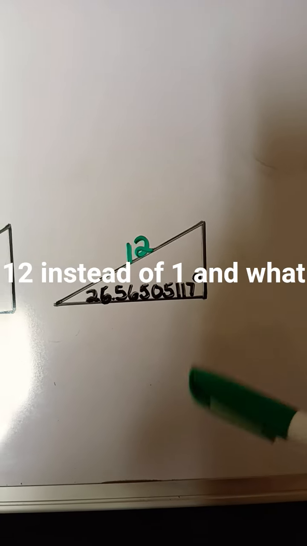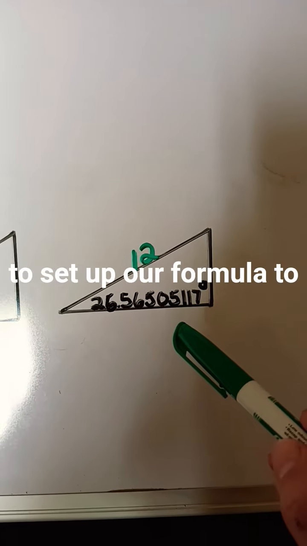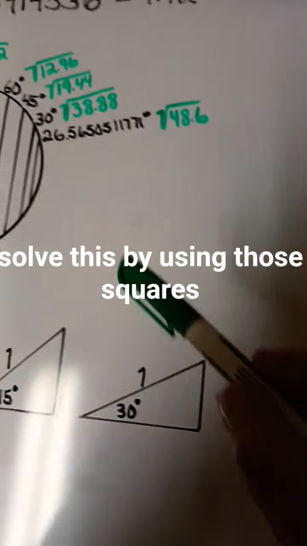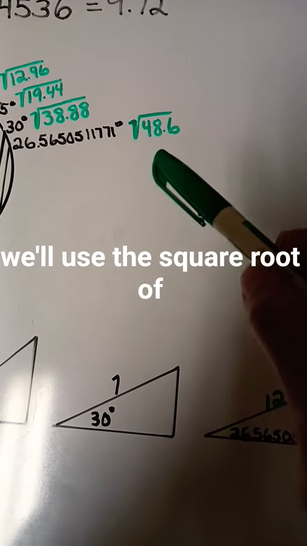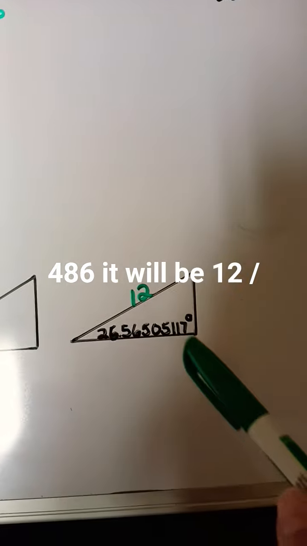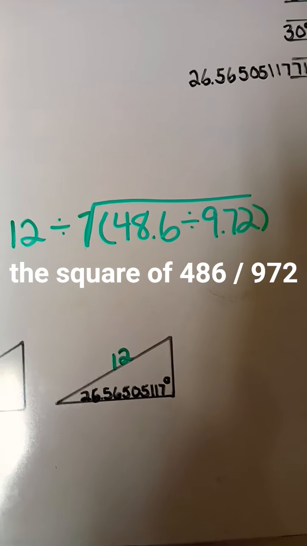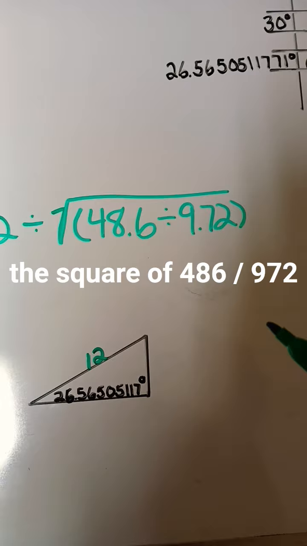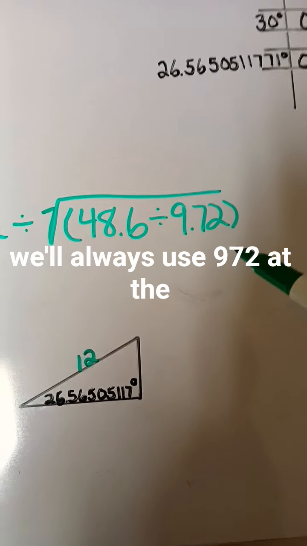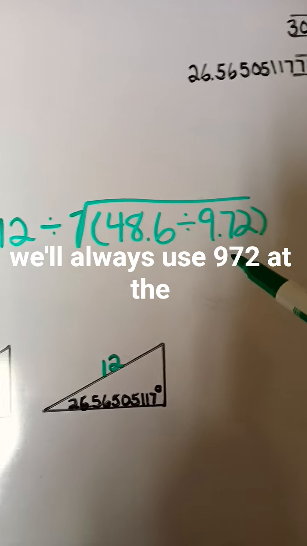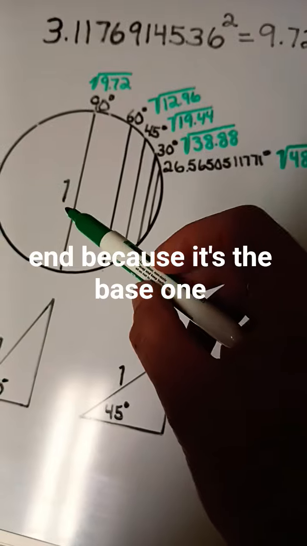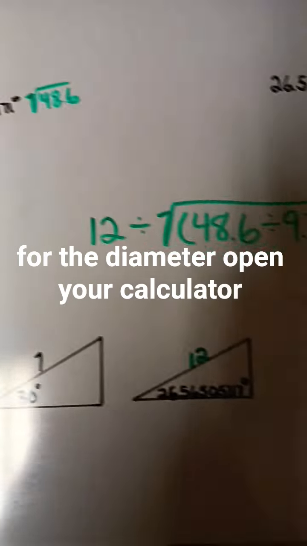What we're going to want to do to set up our formula to solve this using those squares is use the square root of 48.6. It will be 12 divided by the square root of 48.6 divided by 9.72. We'll always use 9.72 at the end because it's the base 1 for the diameter.